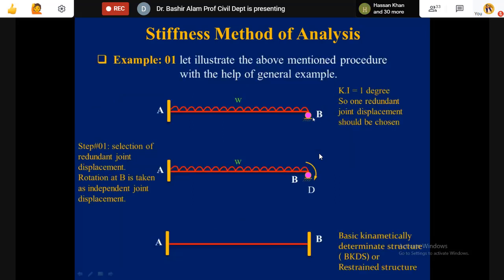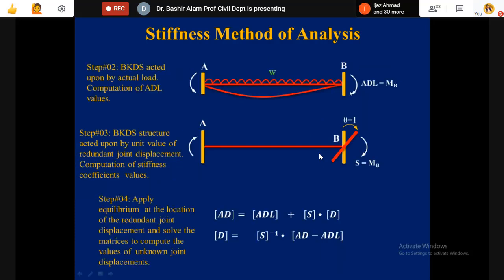But realistically, if you look at the actual structure and I ask you what the moment is here at B, straight away you will tell me that as it is a roller support at the end, it will have zero moment. But now when we clamp it, we are getting this moment, which is a violation of what we have in the original problem. Now to put this MB in equilibrium, we rotate this in such a way that the final moment here becomes equal to zero, as in the actual kinematically indeterminate structure.